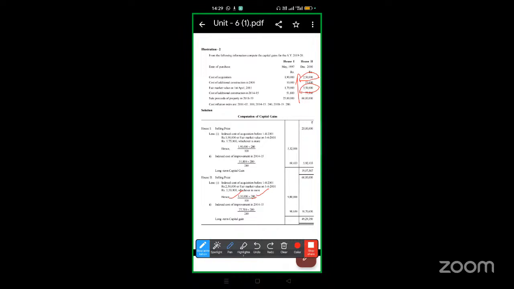Similarly, with respect to the index cost of improvement, here the cost of improvement 77,700 into the previous year index value, which is 280. That is as per the assessment year I'm talking about. Here the assessment year is 1920. The year in which the improvement is done is 2014-15, and the 2014-15 index value is 240. When you calculate all this together, we get the cost of improvement, and the difference is income from long-term capital gain.